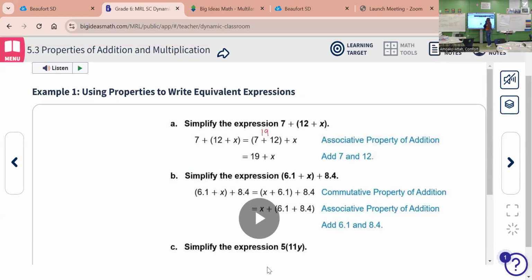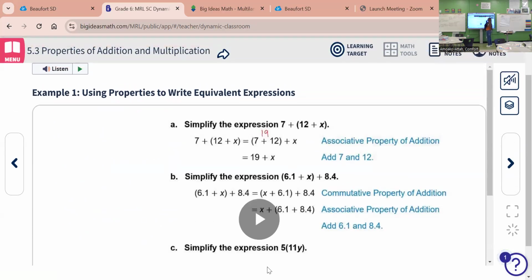Okay, so we watch this simplified expression. I'm not going to play it, but I should be able to explain. So the first one we have 7 plus 12 plus x in parentheses. Then we regroup it using the associative property, right? So we have 7 plus 12 grouped. So we have regrouped it and ensured the same answer. Then we added 7 to 12, so we have 19 plus the x.